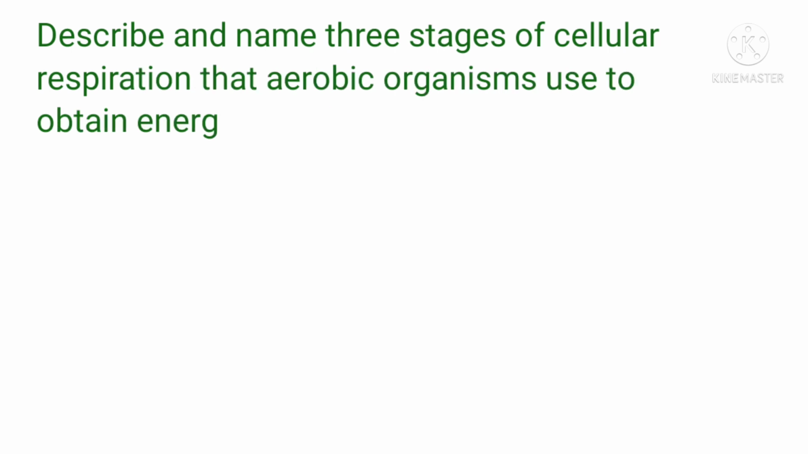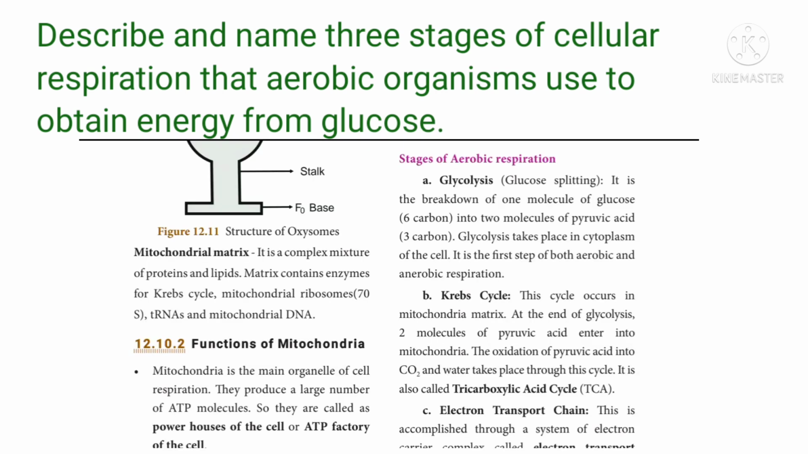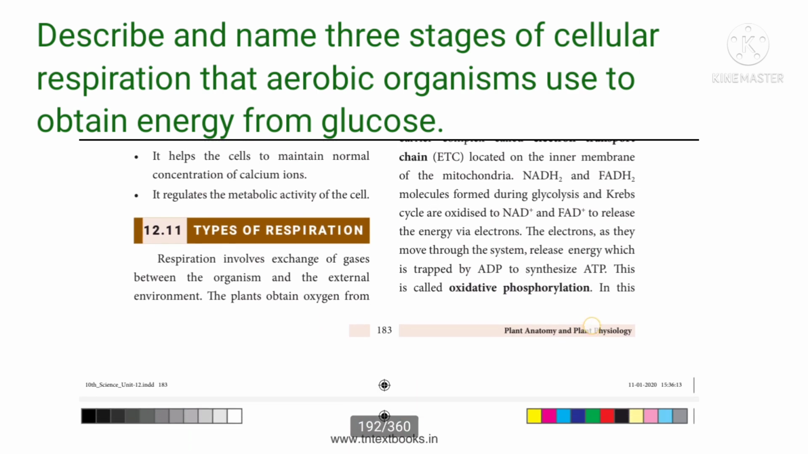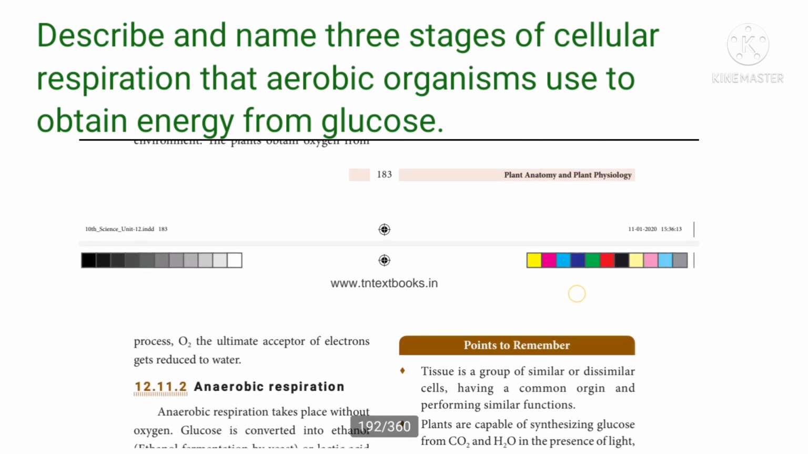Describe and name 3 stages of cellular respiration that aerobic organisms use to obtain energy from glucose. It is in page number 183. You have to write from stages of aerobic respiration till the ultimate acceptor of electrons gets reduced to water.